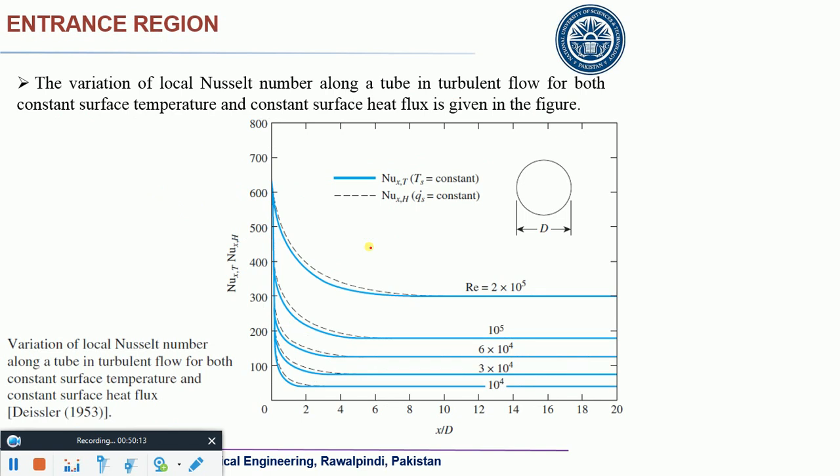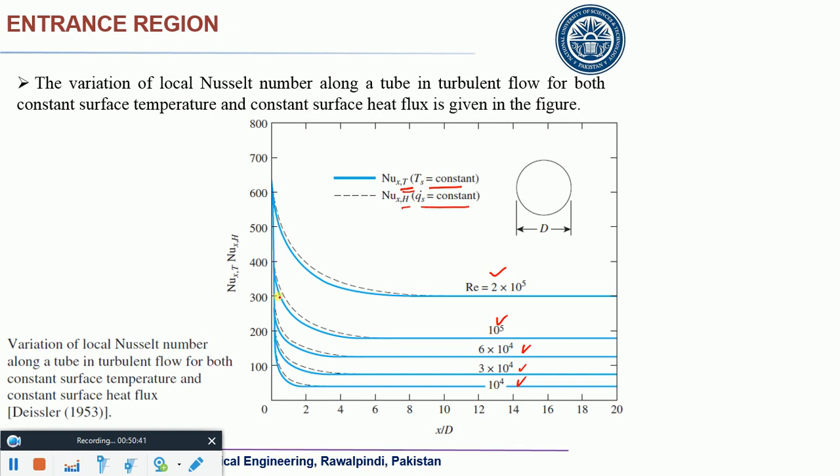Okay, so if you look at this, this is a plot of Nusselt number where a subscript T means Ts is the same, and where you have H, it means qs is the same. These are the values for different Reynolds numbers. As you increase the Reynolds number, all the values increase, right? All the Nusselt numbers increase. Why? Because you are increasing the Reynolds number.